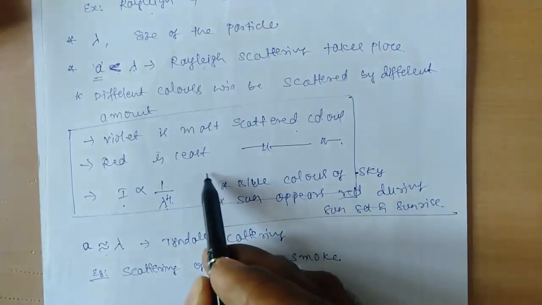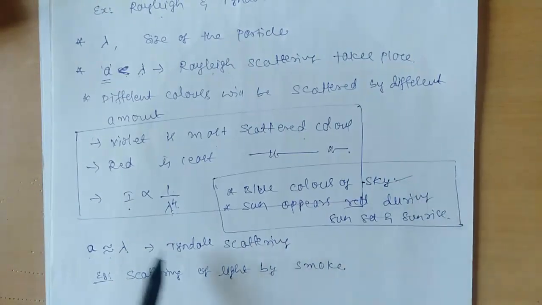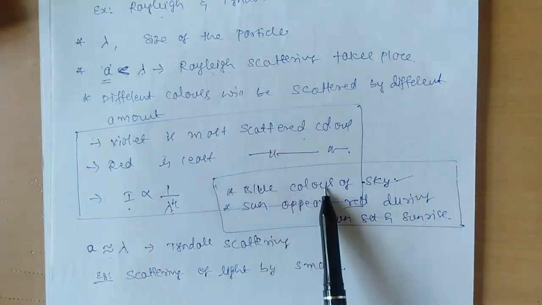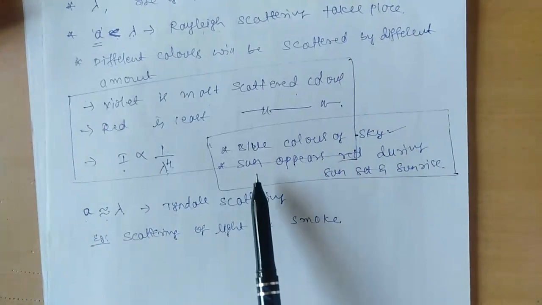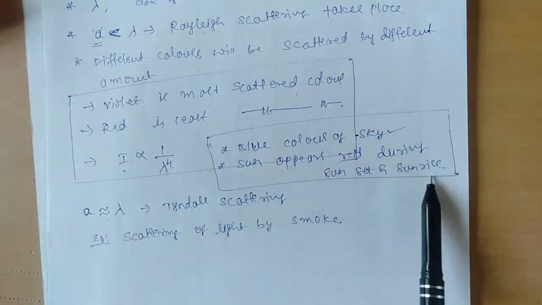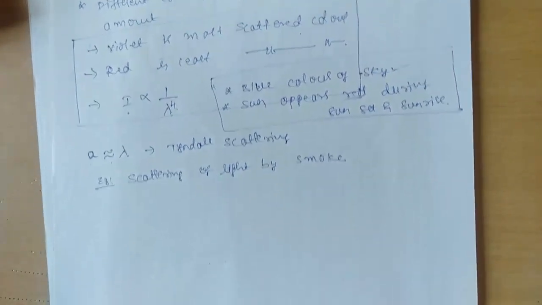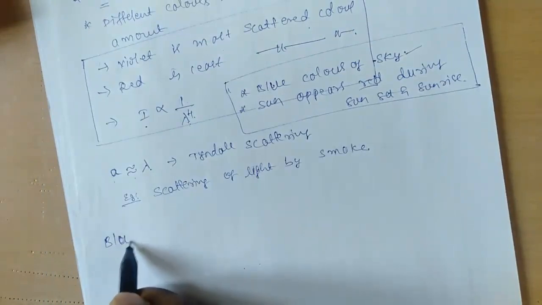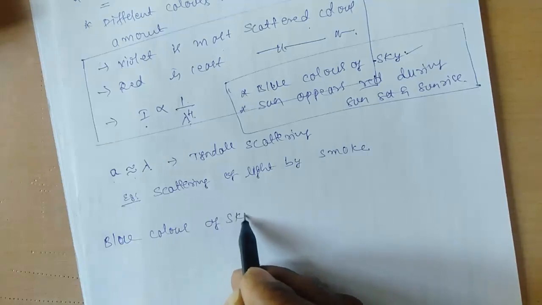So why does the sky appear blue? The reason for the blue color of the sky is explained on the basis of Rayleigh scattering, and the sun appearing red during sunset and sunrise can also be explained on the basis of Rayleigh scattering itself. Now let us see why the sky appears blue.